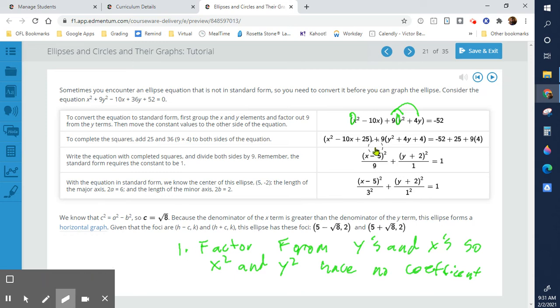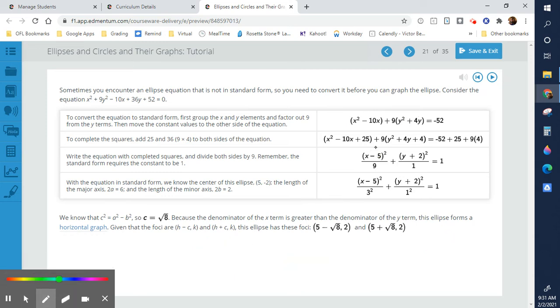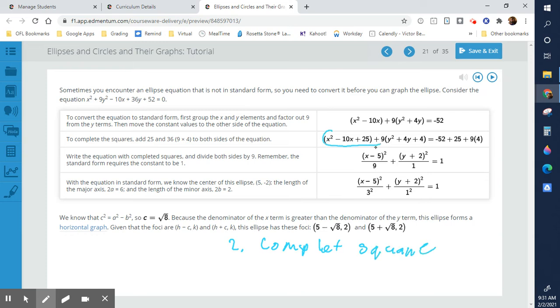Step 2. So step 2 is complete the square. You want perfect squares here. These become these perfect squares. Complete the square for x's and y's. And that's going to lead you to be adding these numbers here.